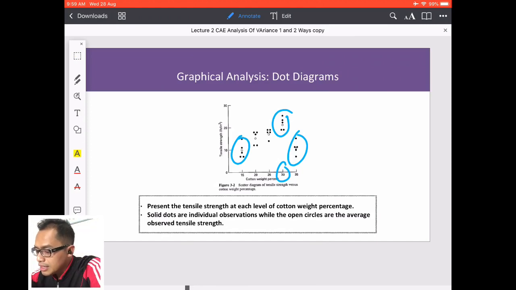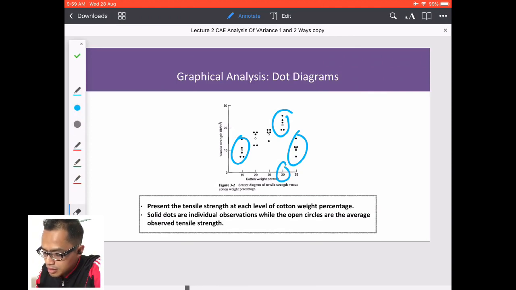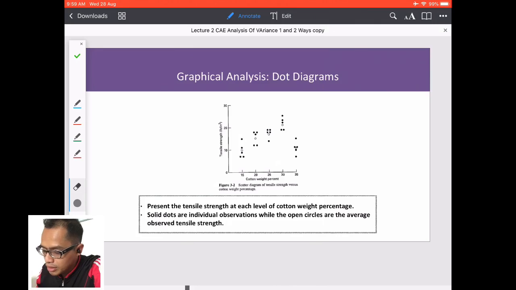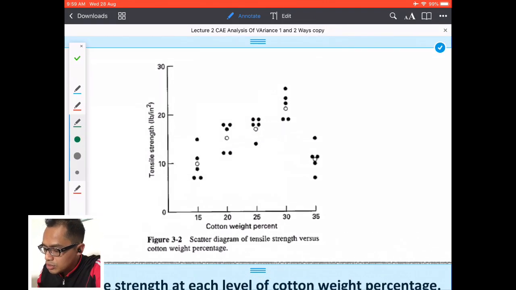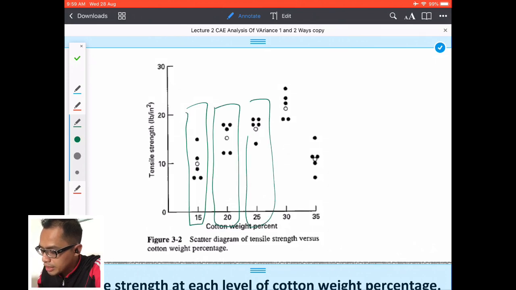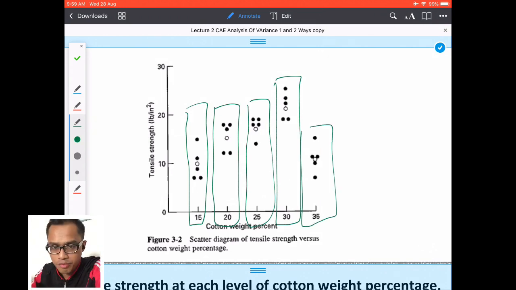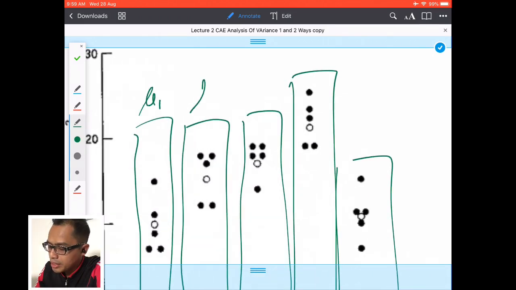Okay, now let me clear this up, because I need to show you one thing. Let's say that we have this data. Let me enlarge it. So we have 15%, 20%, 25%, 30%, and 35%. How many groups do we have? Excellent, fine. You have mu1, mu2, mu3, mu4, mu5.